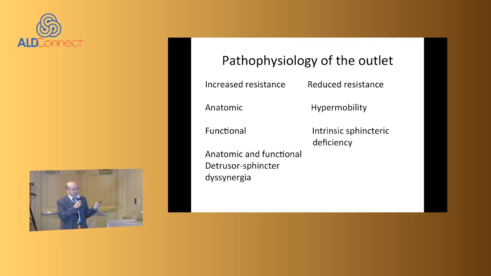And then the outlet. The important thing about this is that the outlet itself can give you increased resistance or reduced resistance. It can be either anatomic or functional, meaning something's wrong with the actual structure, or it's functional. And what I really want you to pay attention to is this term, detrusor sphincter dysinergia, because we think that this is what happens in ALD quite often, because it is a spinal cord demyelinating disease.